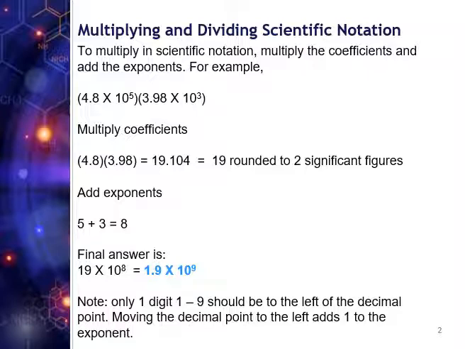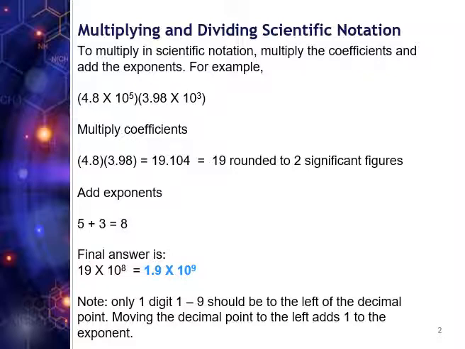4.8 multiplied by 3.98 is 19.104, is what the calculator gives you. Rounded to two significant figures, it's 19. Add the exponents. 5 plus 3 is 8. The final answer is 19 times 10 to the 8, which is not in proper scientific notation.